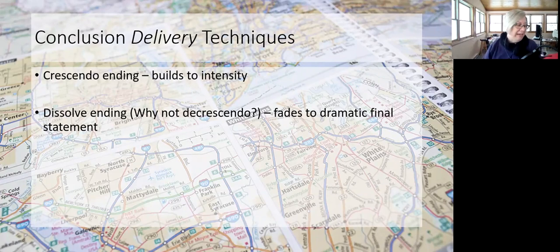The opposite of that is called the dissolve ending. Why it's not decrescendo, I have no idea. But it's the dissolve ending where it fades to a dramatic final statement, usually with more pausing, slowing down, and then ending. And volume usually comes down too, right? So you can crescendo or you can dissolve. There are several ways you can do the delivery of your conclusion. So think about the content, but also what's the best delivery to use at the end to signal to your audience that you're coming to an end.